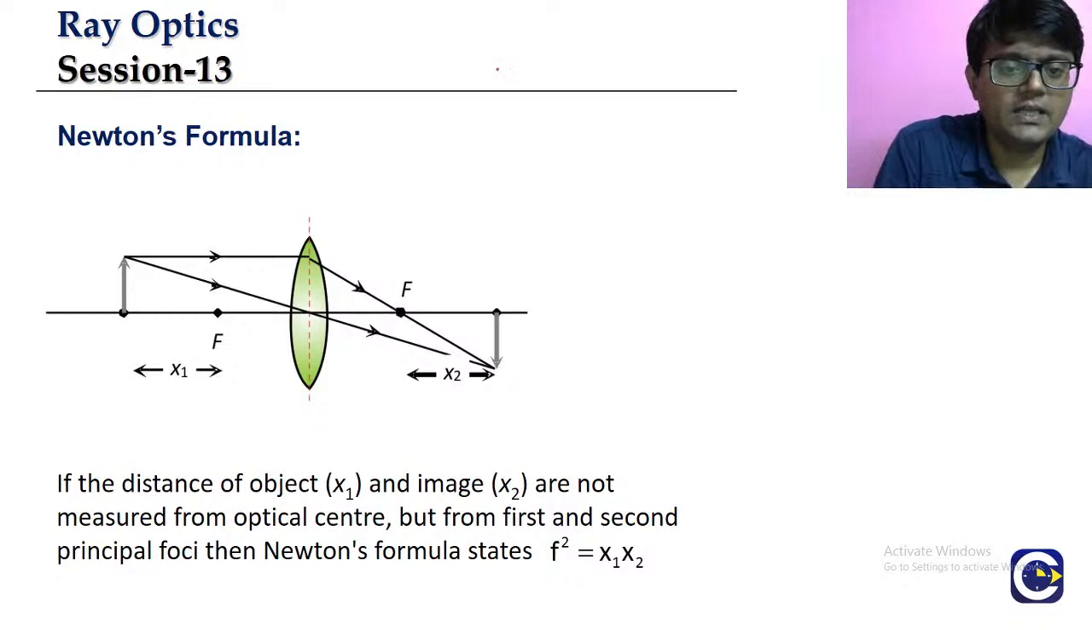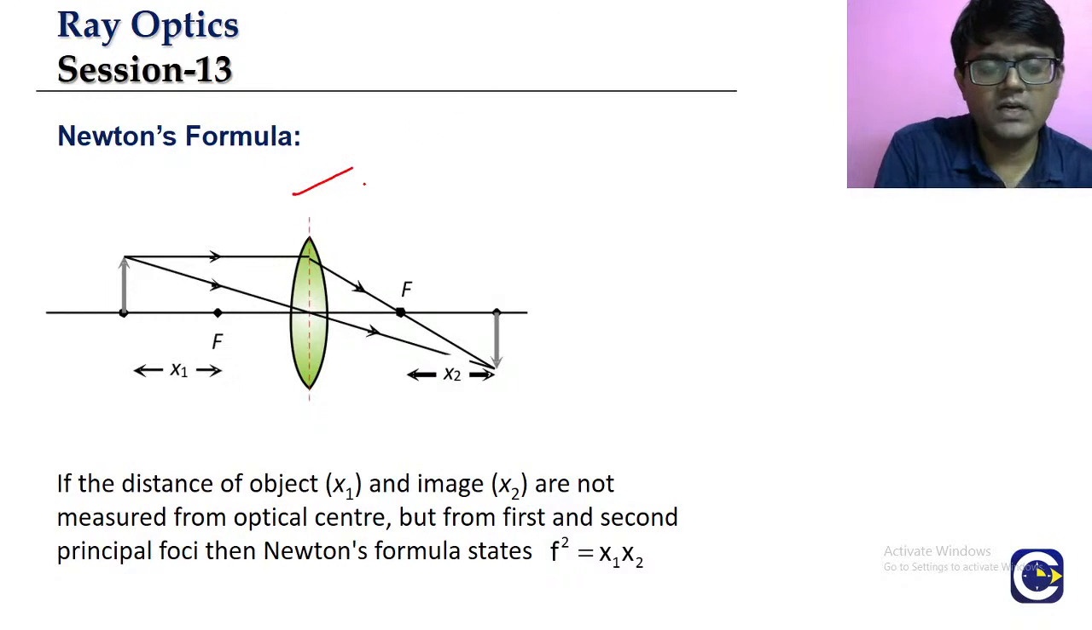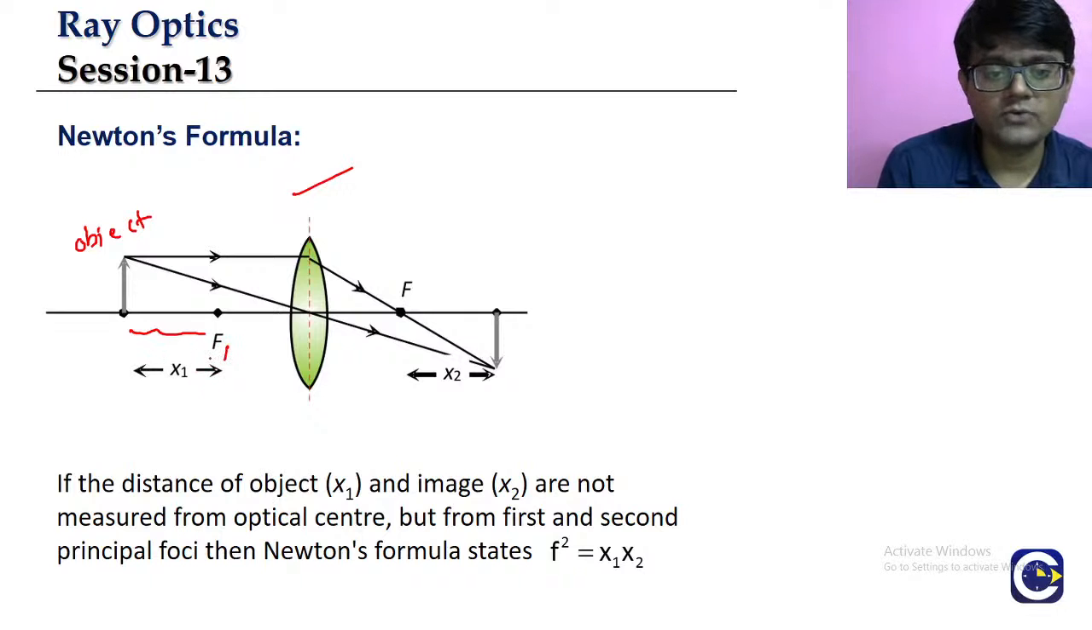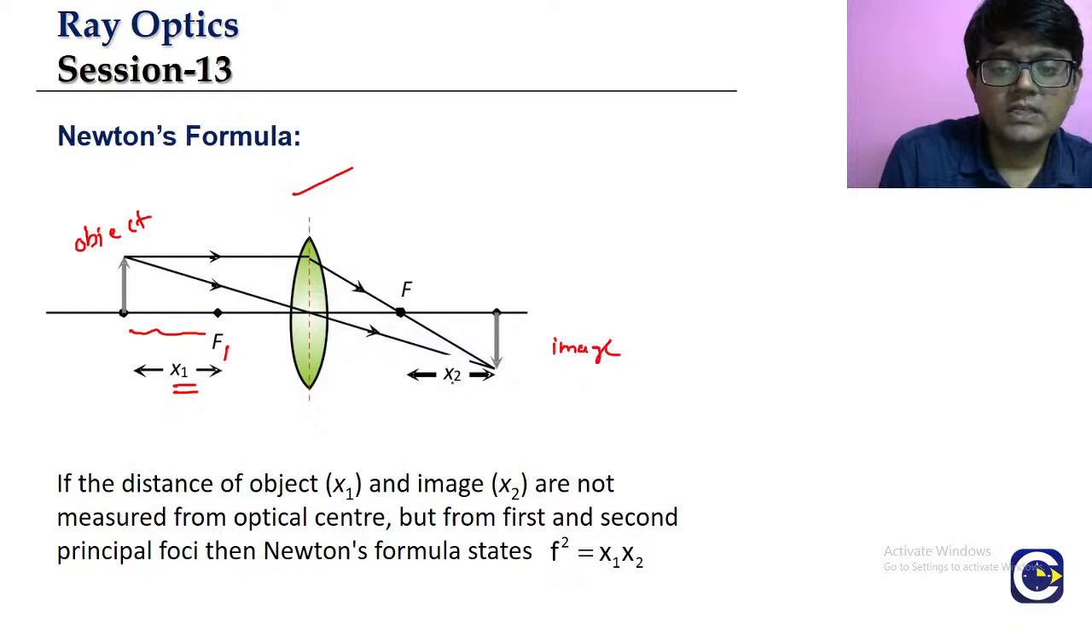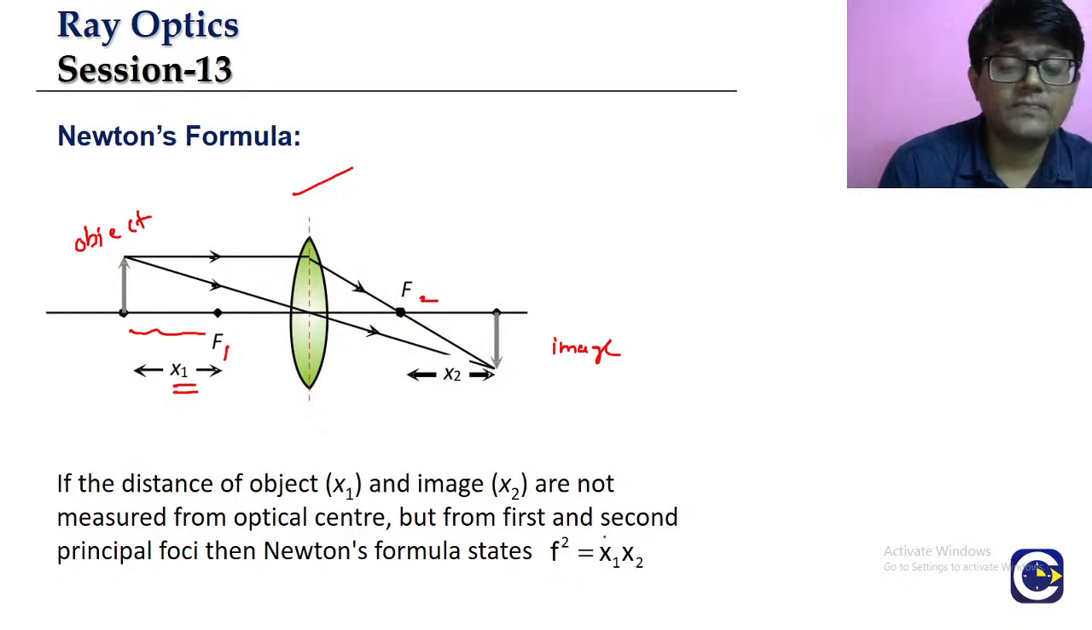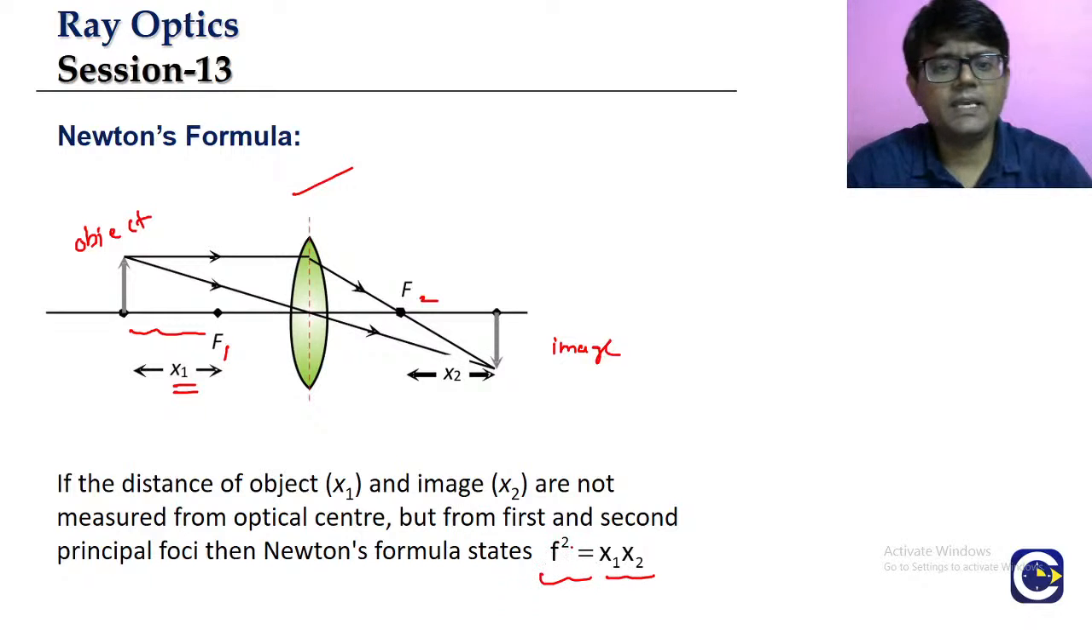Like if you take a lens, we can think of a convex lens here. Let us consider this as the object. The distance of the object from the focal point, this is focal point 1, we are calling it x1. Here this side let us say we have the image. The distance of the image from the focal point 2 is x2. The Newton's formula for the x1 and x2 values is x1 into x2 equal to f square. It's a very simple formula.